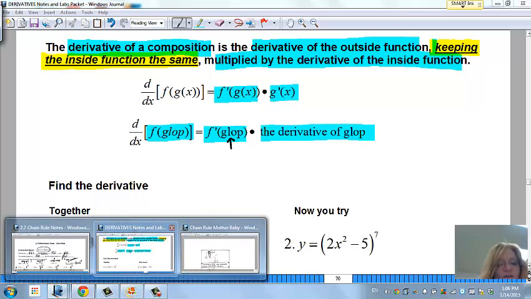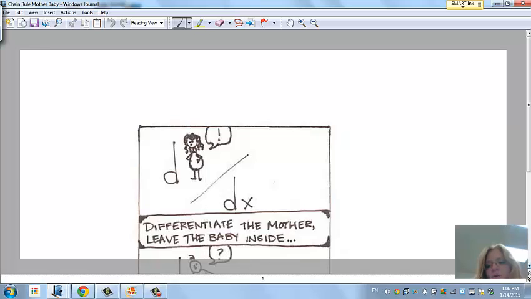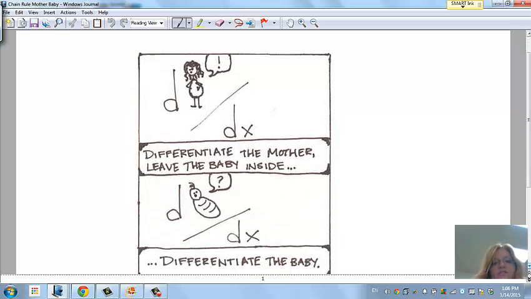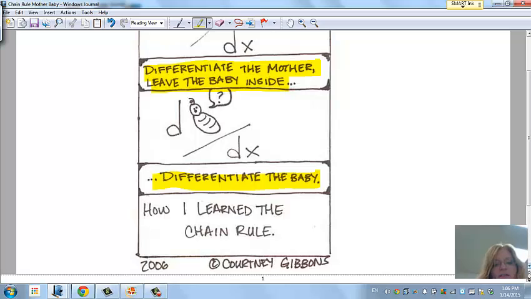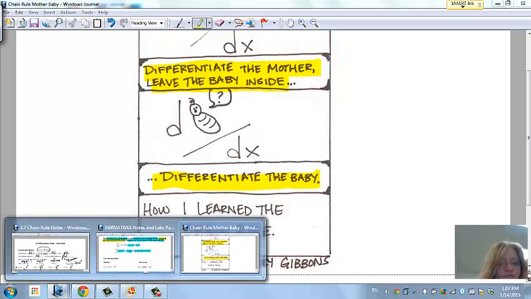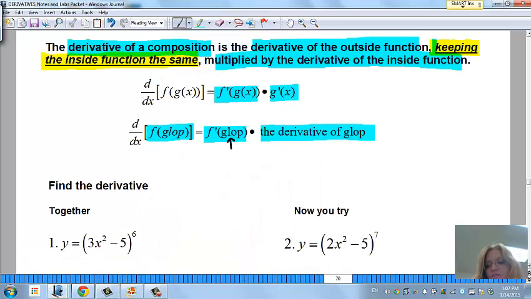Let me see if I can find it here for you to look at. It's a cartoon of someone showing how they learned derivatives. So this is called the mother-baby effect. So you differentiate the mother. I love this. They differentiate the mother and leave the baby inside alone. So you're taking the derivative of the mother with respect to x. Then you differentiate the baby. So you take the derivative of the baby, and then you multiply them. And this is how they learn the chain rule, which is kind of cool because it makes it so you don't touch the inside. So let's find this here, and let's do some so you understand.